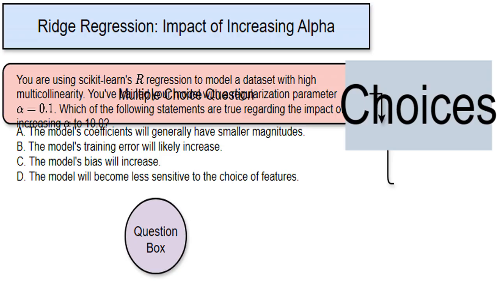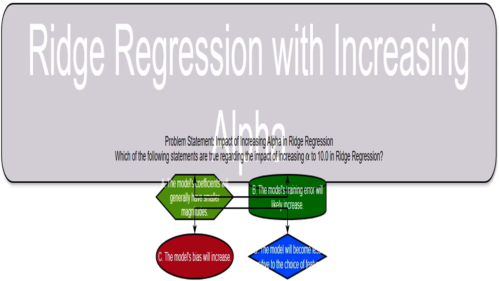These are the potential answers to assess your understanding of how changing alpha impacts your ridge regression model. Your goal is to select all correct answers. I'm investigating how increasing the alpha parameter in ridge regression affects the model. Specifically, I'm looking at how it changes the model's coefficients, training error, bias, and sensitivity to features. Think of alpha as a tuning knob. It controls how much we penalize large coefficients.